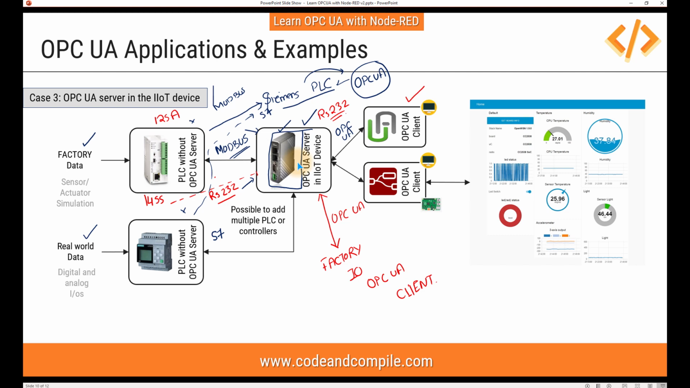And now comes the fourth case, in which you don't even have an IIoT device. You just have a PLC, for example Delta 14SS or 12SA, and you have nothing. You have no servers, no IIoT device. Still you want to learn OPC UA, how can you do that? We'll see in the next lesson.